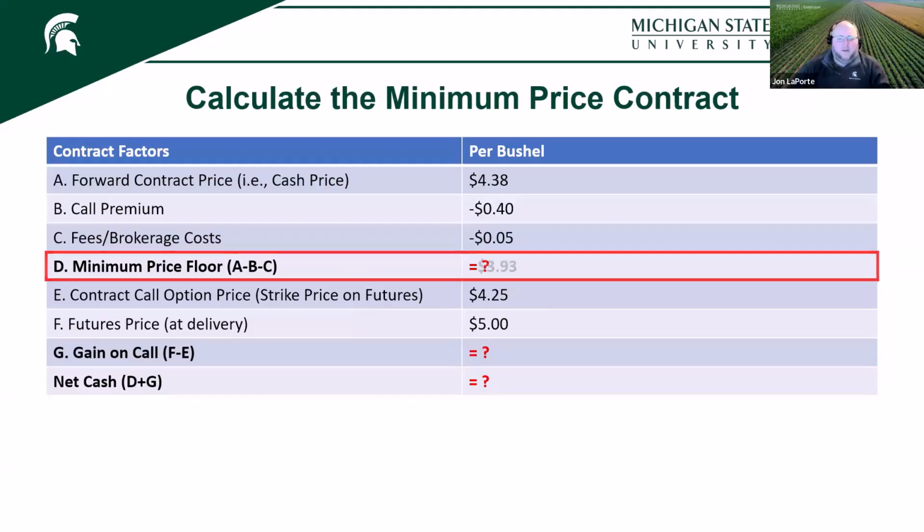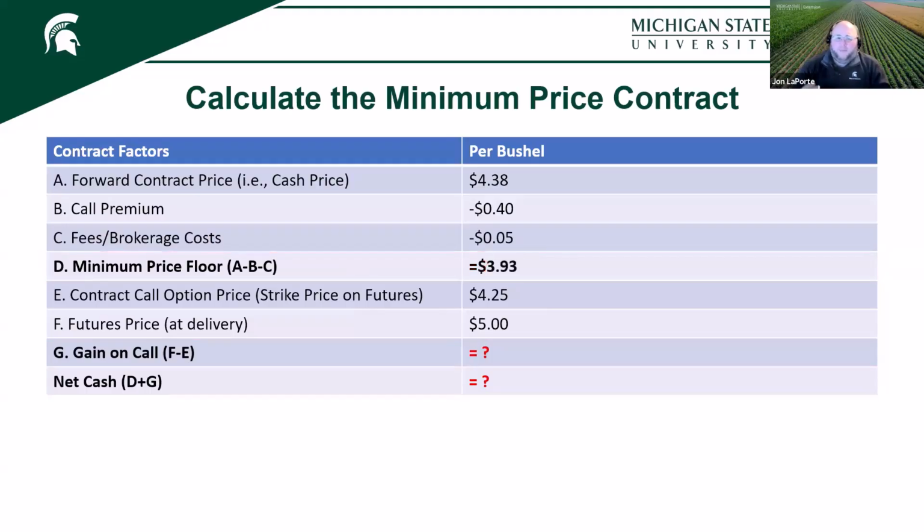We've got 438 minus 40 cents minus that other five for the fee. We're going to be at 393 per bushel. And this again should point out this is a corn example. And so we know that's going to be our minimum. So that's our cash price minus our fees, 393. We're not going to be any lower than that because we've already taken out our fees on that. So this is our minimum price.